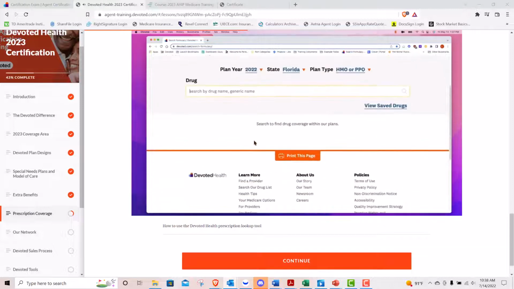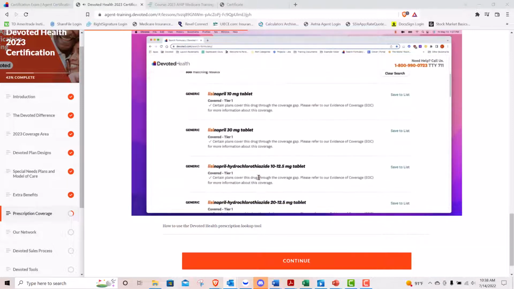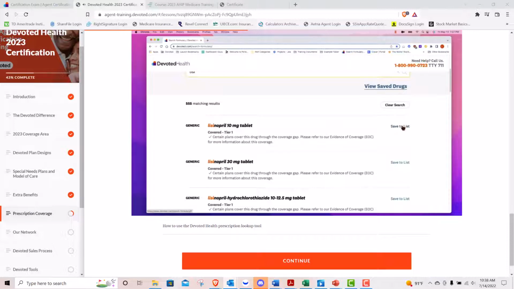Then you'll simply start by typing in the name of the drug. As you start typing in the name of the drug, you'll see that they will appear below. You'll also be able to see what tier that they're covered under. You'll be able to see if it's a brand or generic, and any other important information related to that drug. You can even begin to start a list of the drugs that you've looked at for an individual.